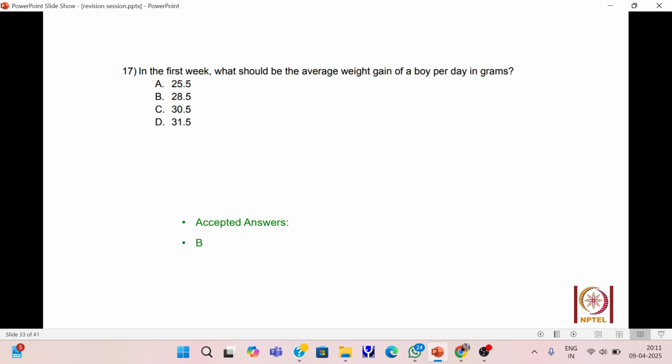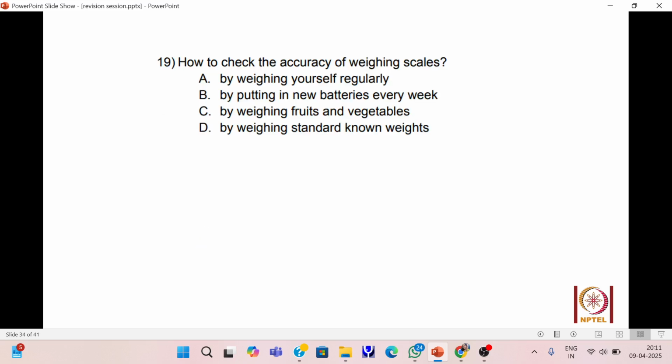The correct answer is B, 28.5. Moving on to the next question. How to check the accuracy of weighing scales? By weighing yourself regularly, by putting in new batteries every week, by weighing fruits and vegetables, by weighing standard known weights. Start answering.